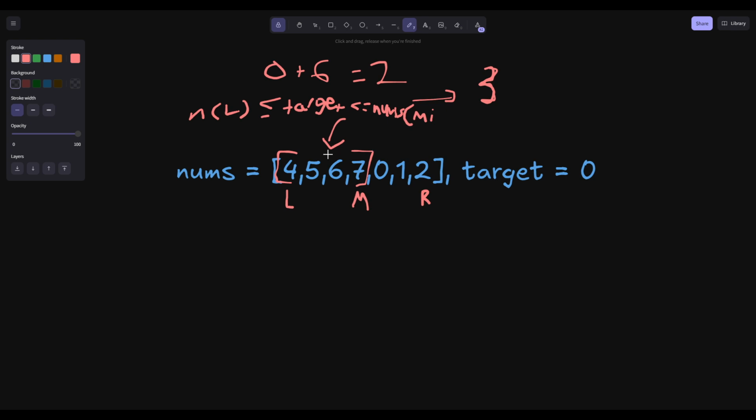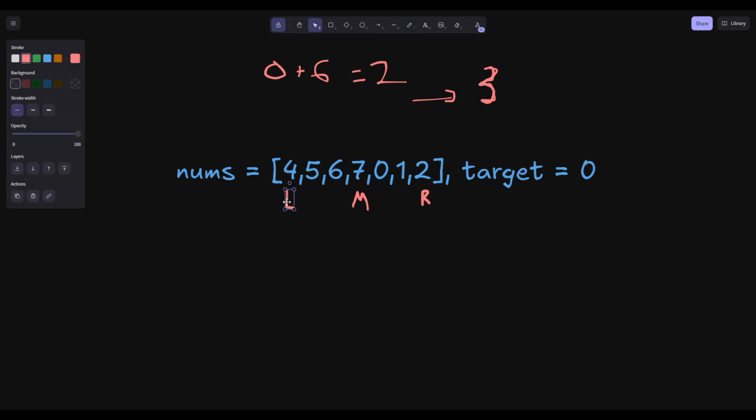Because 0, we have 4 and 7. Obviously, 0 can't exist between 4 and 7. So what we would do here is we would take the left index, put it to mid plus 1, okay?